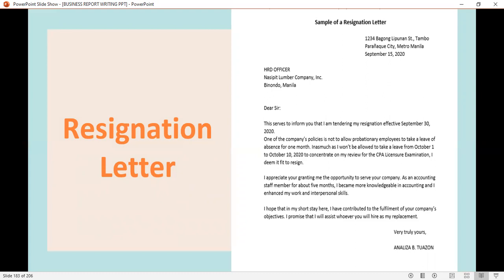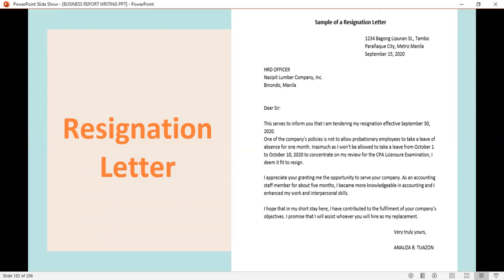So, on the first sentence, ayun na po as what I have said earlier, you will state your intention that you are resigning from your work. And you include the date when will be the beginning of that resignation. And one of the company's policies is not to allow probationary employees to take a leave of absence for 1 month. So meaning to say, the sender is under probation.